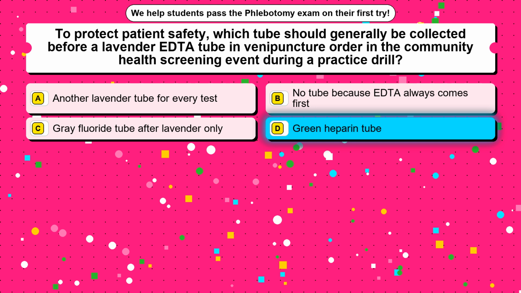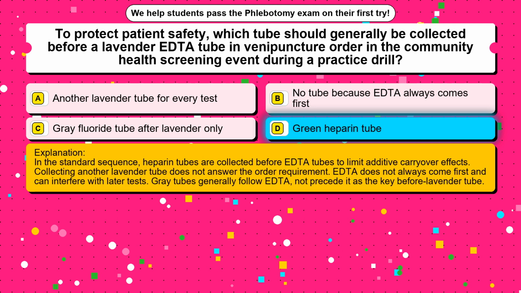Green heparin tube. In the standard sequence, heparin tubes are collected before EDTA tubes to limit additive carryover effects. Collecting another lavender tube does not answer the order requirement. EDTA does not always come first and can interfere with later tests. Gray tubes generally follow EDTA, not precede it as the key before the lavender tube.